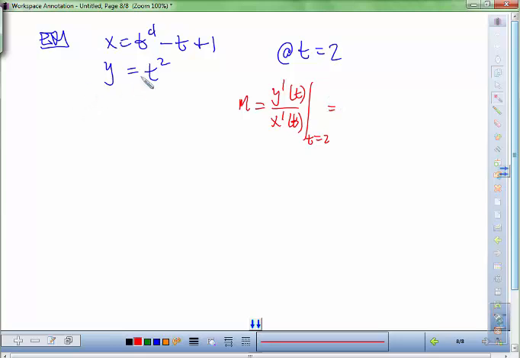So let's go ahead and take the derivatives of x and y. The derivative of y is 2t. The derivative of x is 4t cubed minus 1. All right, let's go ahead and put 2 in there. We have 4 divided by something big, 8 times 4 is 32, minus 1, 31. So 4 over 31 is your slope.